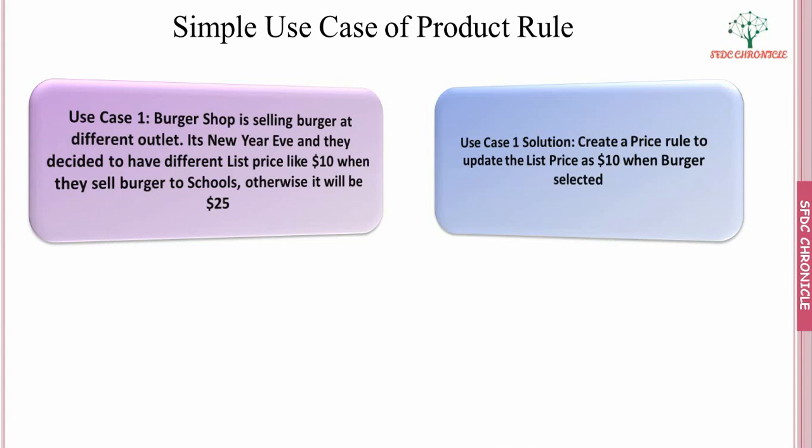The solution is that we need to create a price rule so that we can update the list price as $10 when we select burger, and the second condition is that the quote is created on New Year Eve, and the third is that the account is related to the education industry. How can we do that? Let's see in Salesforce.